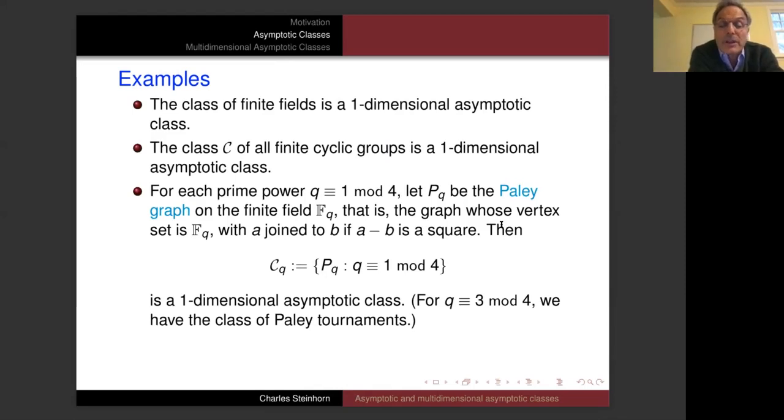For each prime power Q congruent to 1 mod 4, let P_Q be the Paley graph on the finite field F_Q, which is the graph whose vertex set is the elements in the field, and you join two of them if their difference is a square. You don't have to worry about absolute values, it's symmetric because Q is congruent to 1 mod 4. And so you just let C_Q be the set of all Paley graphs, and this turns out to be a one-dimensional asymptotic class.